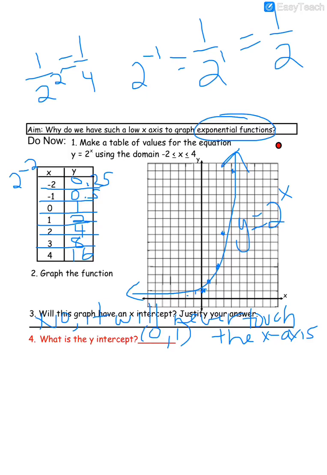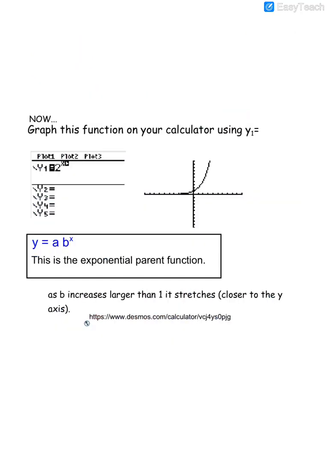All right, so let's play around with this function a little bit. Let's sort of see how it looks. So let's take a look at the next page. Graph this function on your calculator using y1. So we did that. So we can just hit the graph button, and that's in blue. And if you look at it, it looks like it's almost laying on the x-axis, but it actually never touches it. It just gets really, really close to it. This is the exponential parent function.